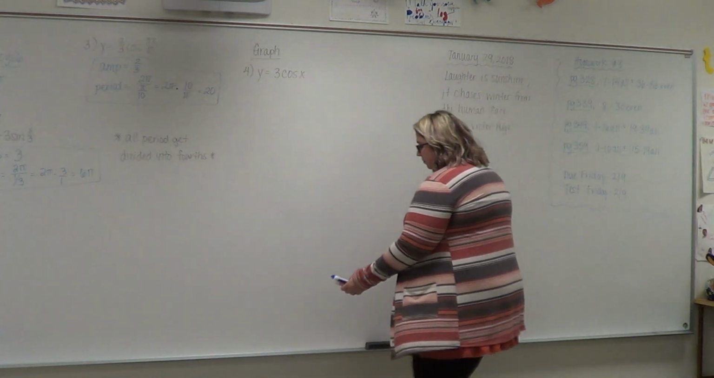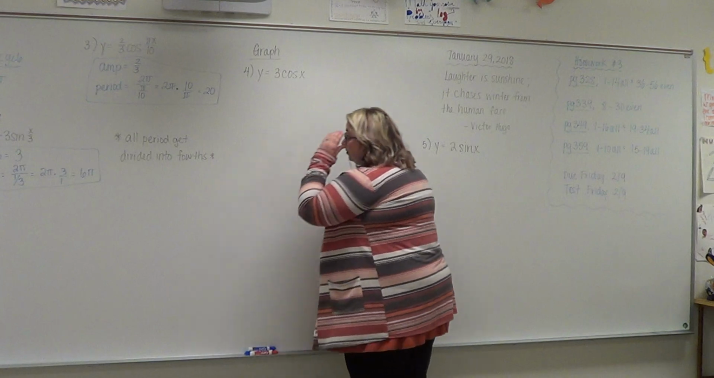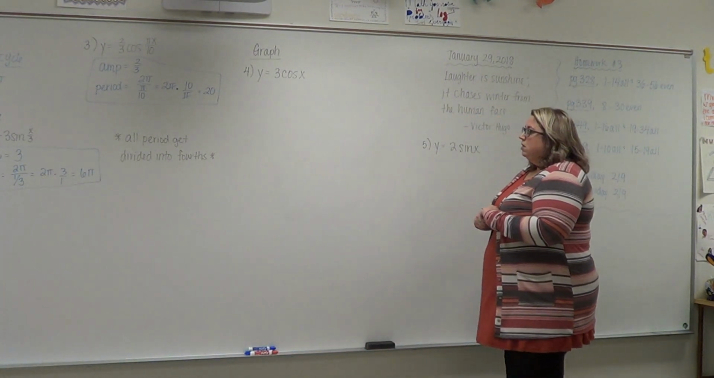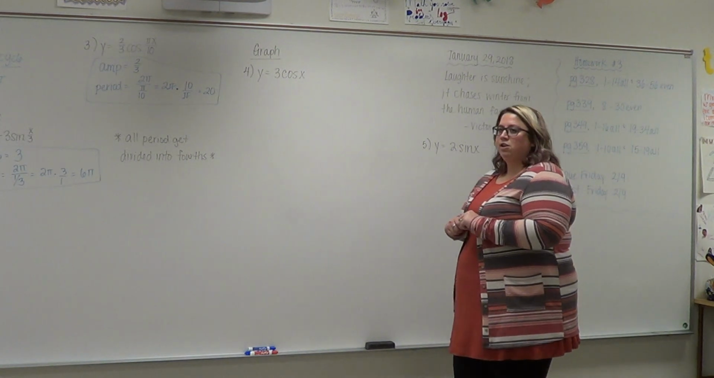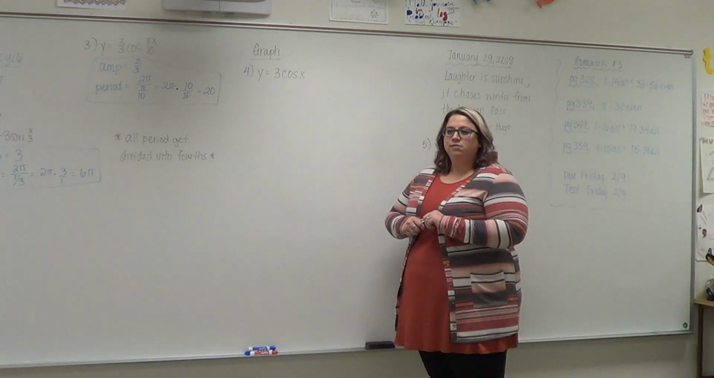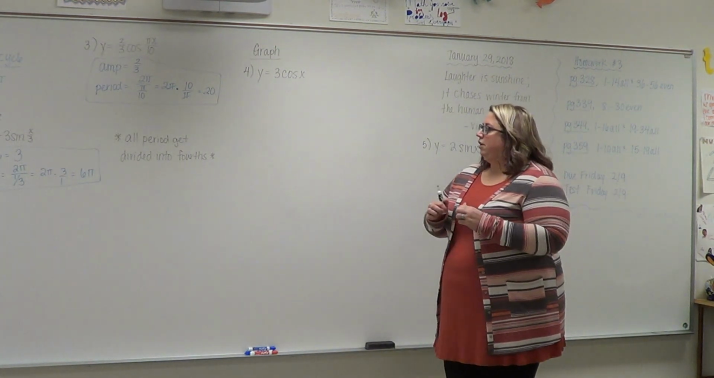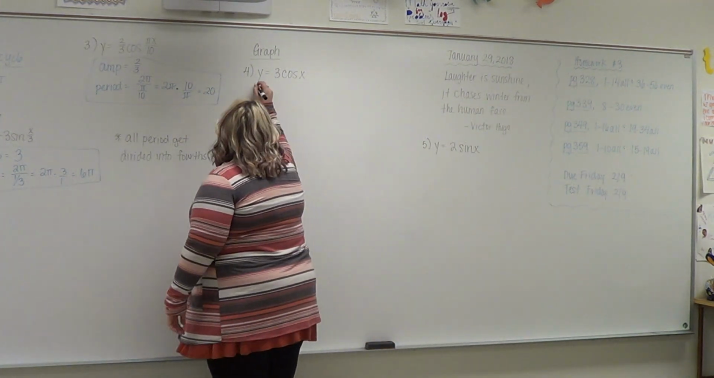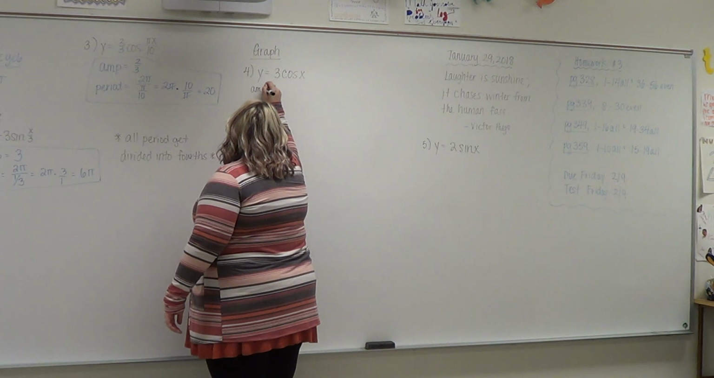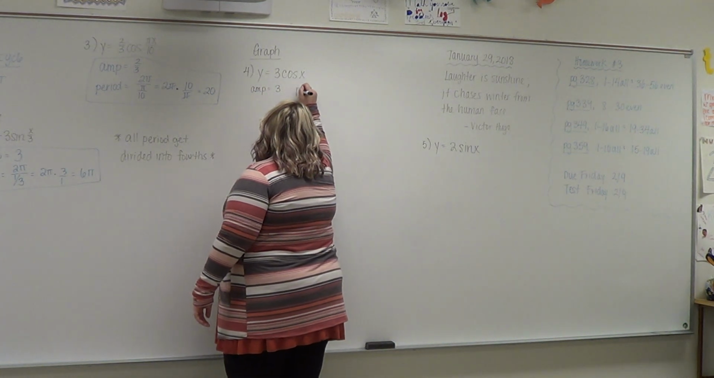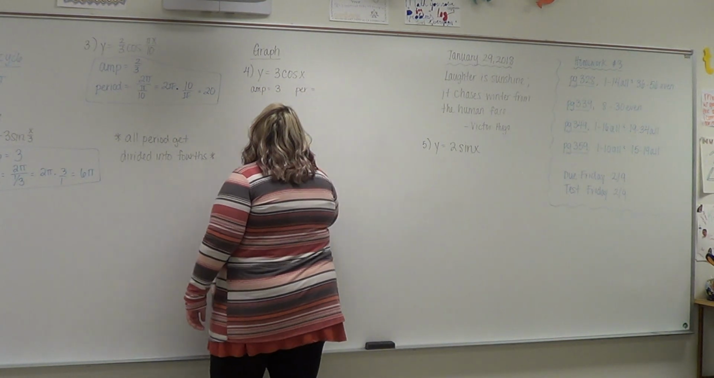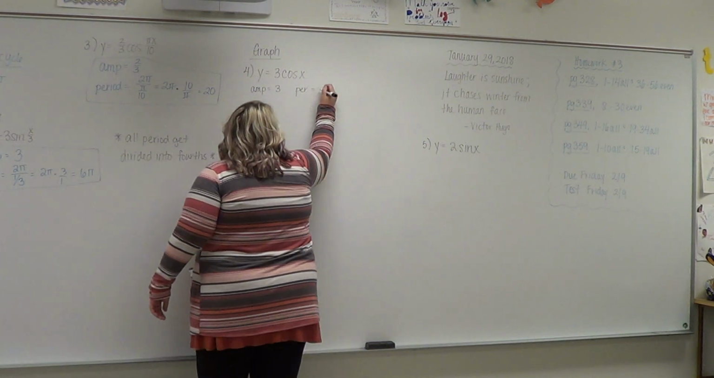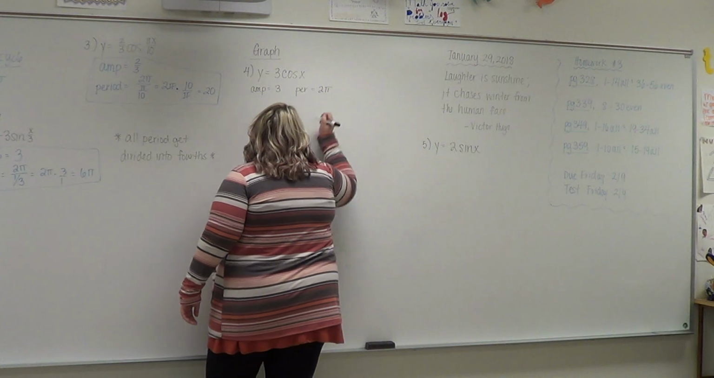What does it mean by all period grid divided into fourths? That's what I'm talking about with graphing. Everyone's good on the first 3? Everybody's good so far? What would be the amplitude of number 4? 3. What about the period? 2 pi divided by what? 1, so it'd be 2 pi, right?